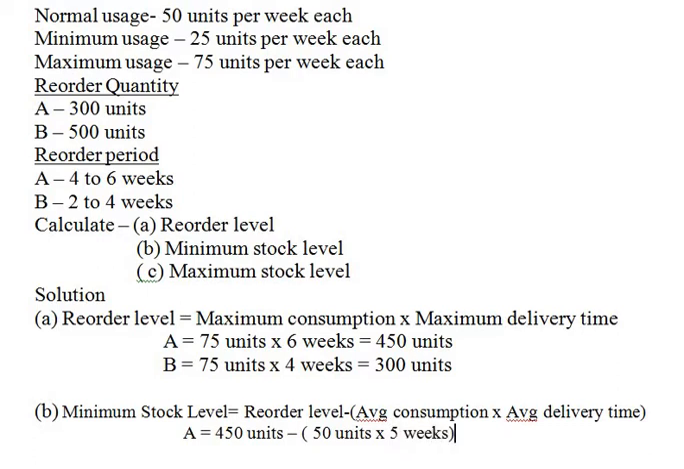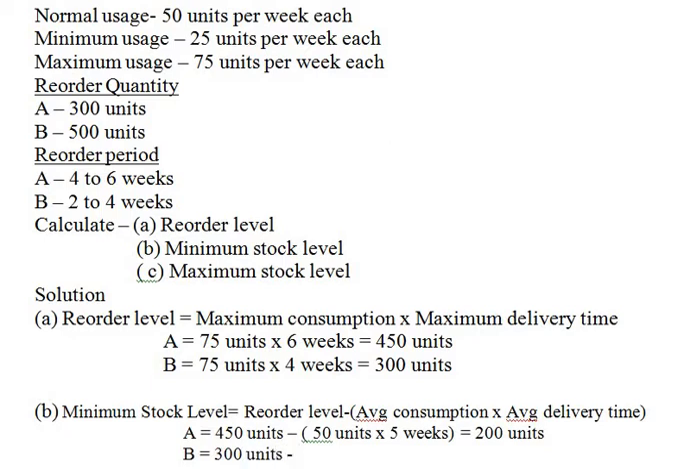Hope everybody is understanding this. Now calculate and check how much you will get. You will get 200 units. Now the same thing we need to calculate for B also. For B, again, reorder level as per our first point is 300 units. So write down 300 units.